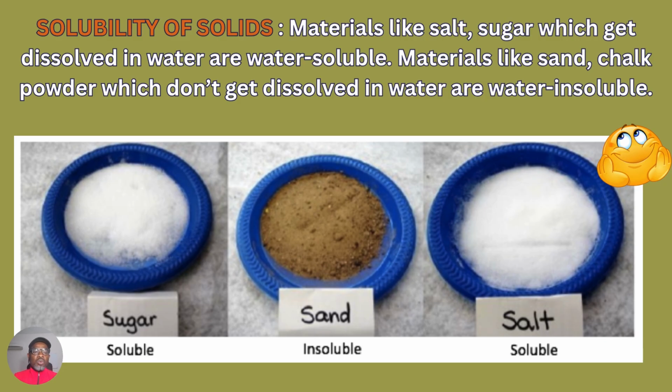Next, we'll look at solubility of solids. If you can remember, we talked about solubility of solids. Materials like salt and sugar, which get dissolved in water, are water soluble. Materials like sand, chalk, powder, which don't get dissolved in water, are water insoluble. So any material that can dissolve in water like salt and sugar is said to be water soluble, which means they can dissolve, they are soluble in water.